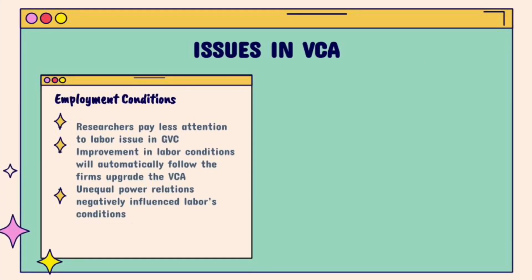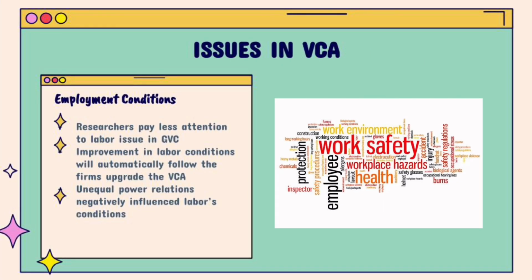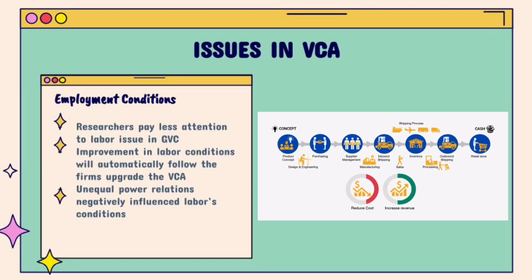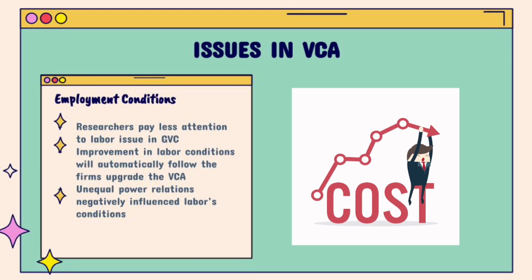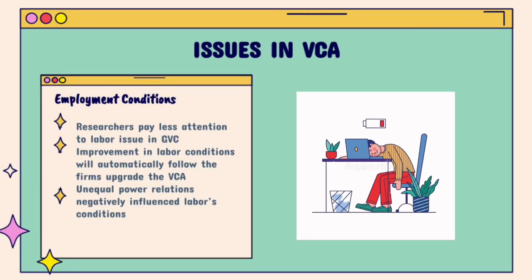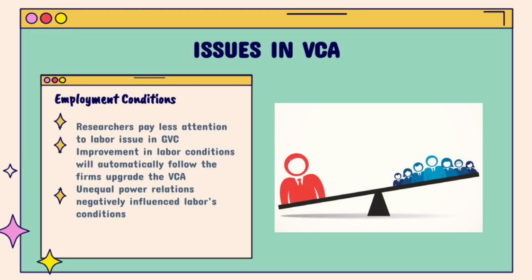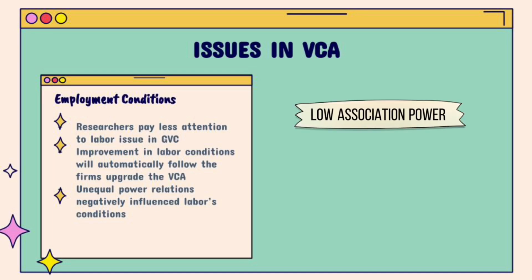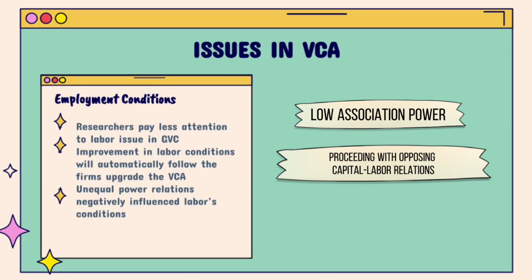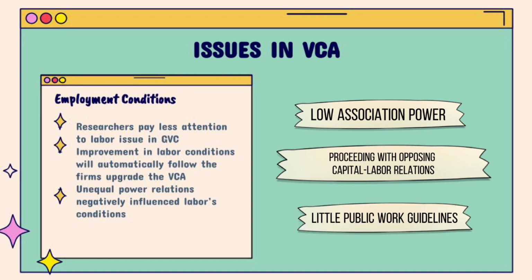There are two issues pertaining to VCA in execution, which are employment conditions and inter-firm relationships. First, employment conditions have been given little attention by researchers previously. Some people assume that when a firm is upgrading the value chain, the labor condition will automatically improve. But a firm that is focusing on reducing costs will worsen the condition of its labor. Also, unequal power relations in the firm might affect the labor's condition. This happens when there is low association power, along with opposing capital-labor relations and few public work guidelines.